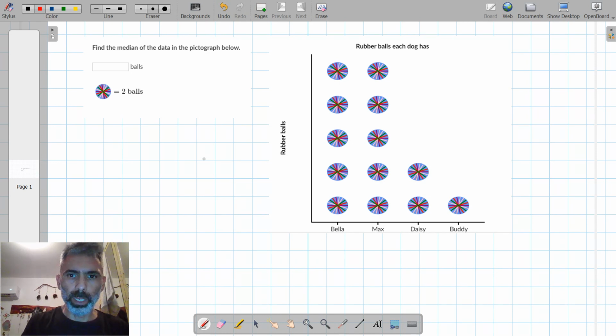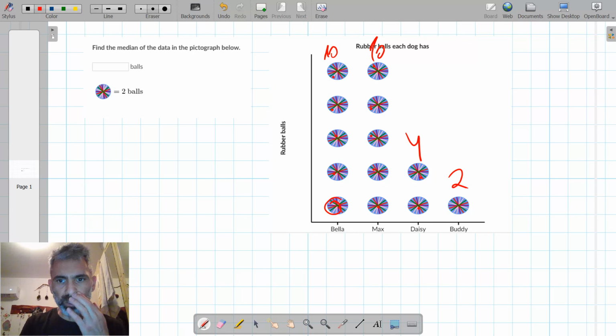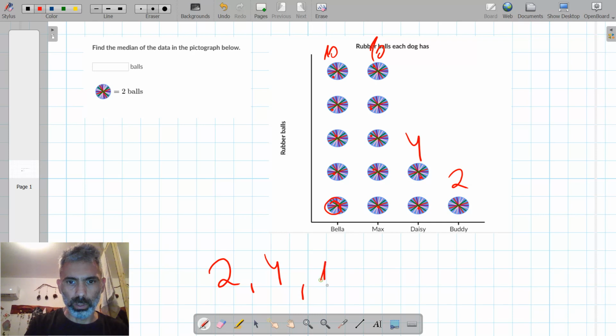Okay, so Bella has 1, 2, 3, 4, 5. She has 10 balls because each ball here represents 2 balls. Max has 1, 2, 3, 4, 5, 10 balls as well. Daisy has 1, 2, 4 balls, and Buddy has 2 balls. Okay, so let's order them from least to greatest. 2, 4, 10, and 10.